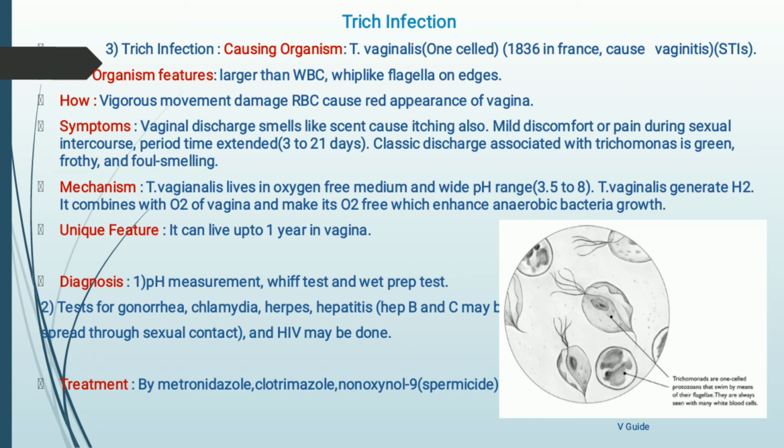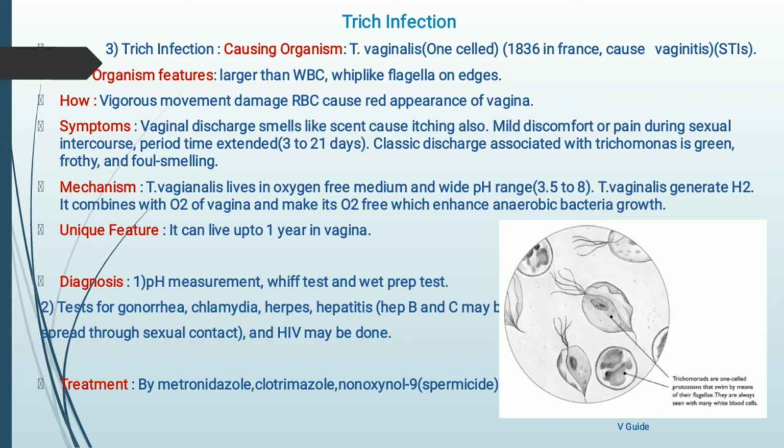And we can test for gonorrhea, chlamydia, herpes, and hepatitis, like hepatitis B and C. All these are sexually transmitted infections. So these are the known diagnostic tests which are done during Trich infection. And what are the treatments?